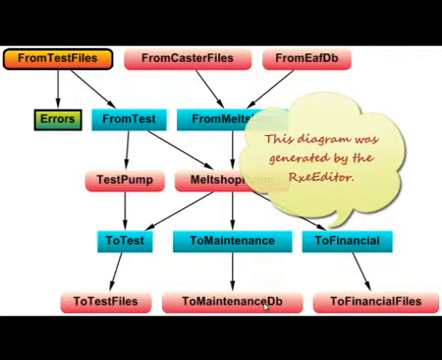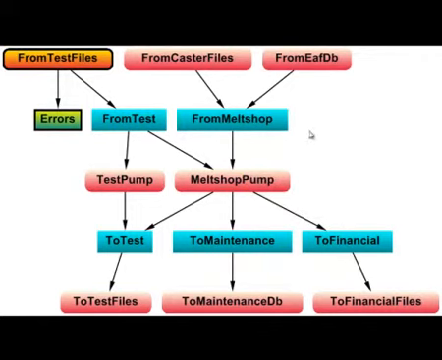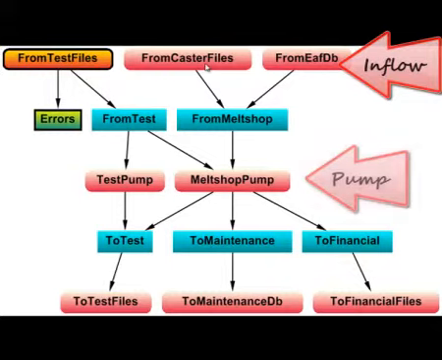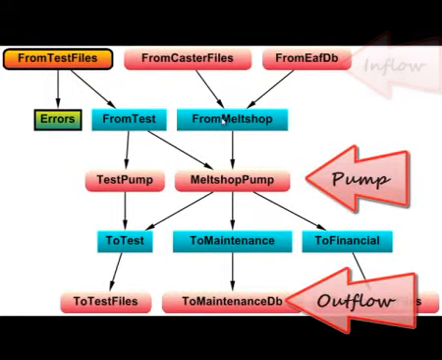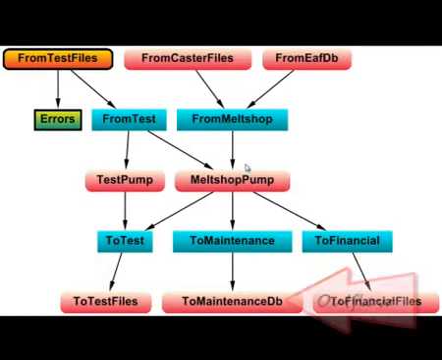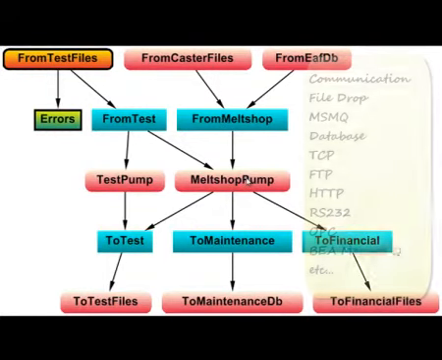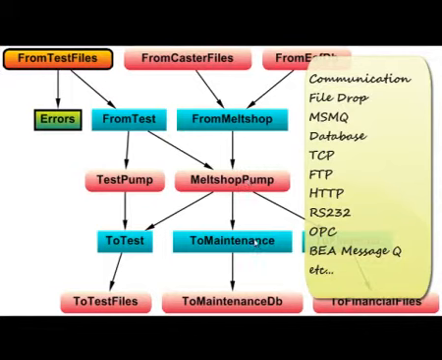This diagram is automatically created for you by RxE editor. There are three types of nodes: inflow nodes that receive messages, pump nodes that pump messages between pipes, and outflow nodes that send messages. With RxE inflow nodes, you define the type of communication, such as file drop, database, MSMQ, for example. You also choose the pipes where the messages should be placed.